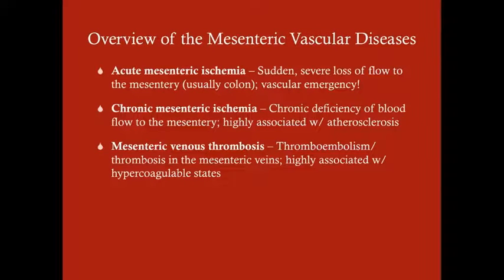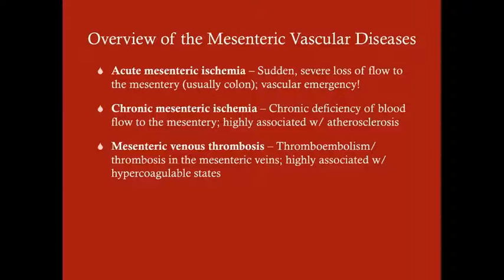All right, so an overview of the mesenteric vascular diseases. We've got three of them, those being acute mesenteric ischemia. Acute mesenteric ischemia, as its name would imply, would be a sudden and severe loss of flow to the mesentery. Usually what we're talking about here is the colon. And this is a vascular emergency because it's acute, because you haven't developed your collateral circulation, and so this causes problems, and it's actually got an 80% mortality rate.